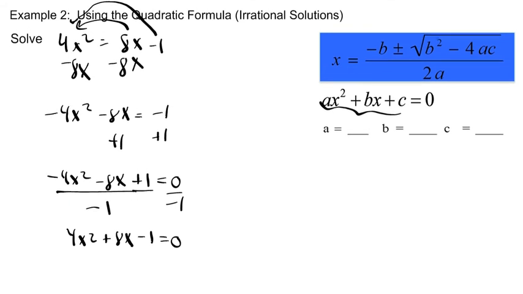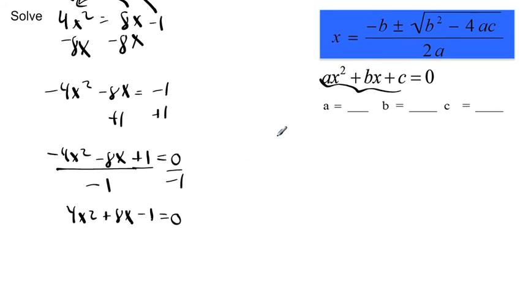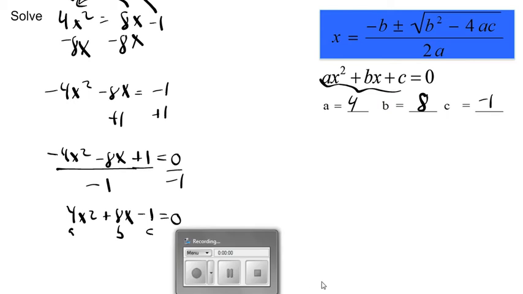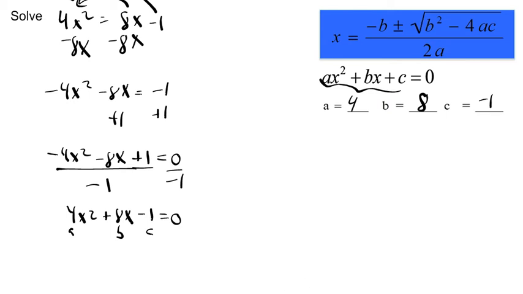Okay, so now that we have all that, let's go ahead and find out what's a, b, and c, right? So this would be our a, this would be our b, and this would be our c. So 4 is our a, 8 is our b, and c is -1. Okay? So what we're going to do right now is we're going to go ahead and plug it all in now.